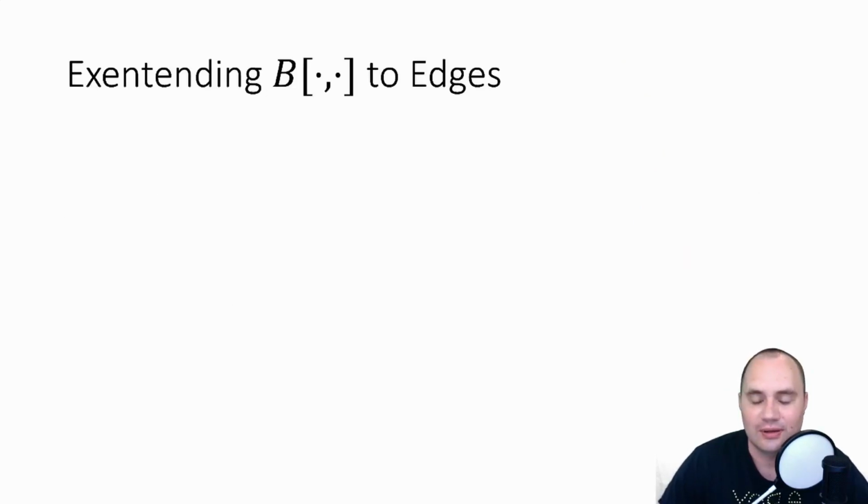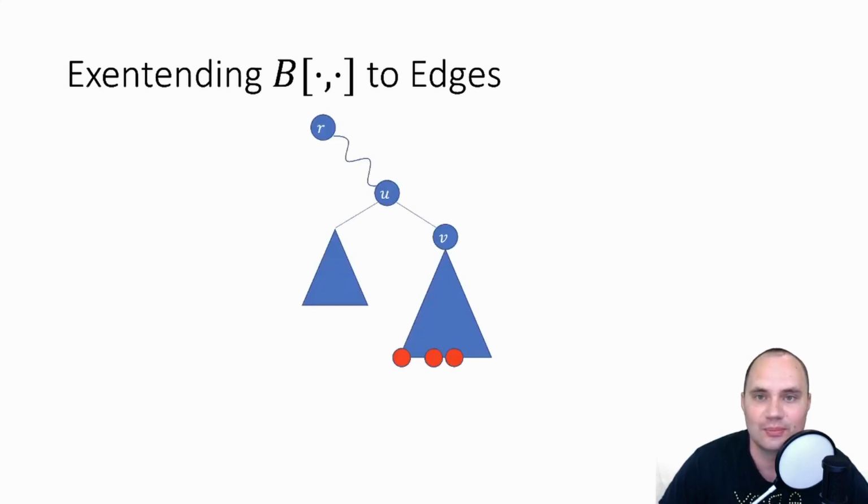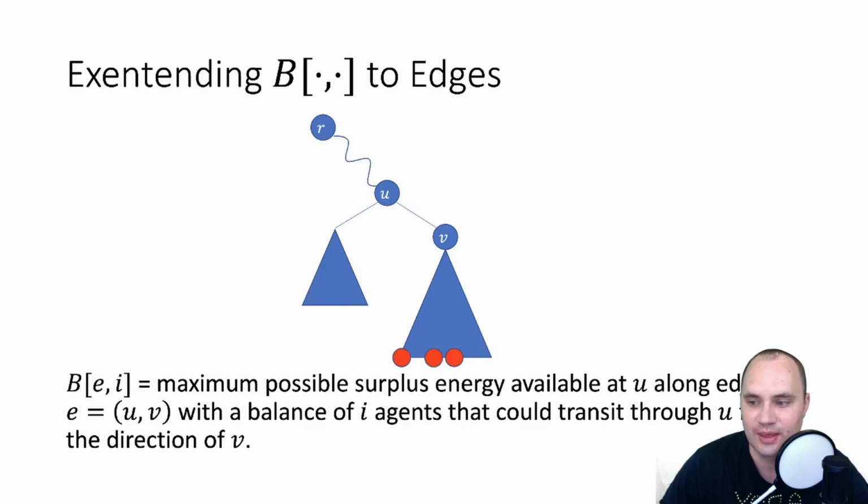Okay, so as I mentioned, if you wish to compute B for vertices, you actually need to do something with the edges, and we handle it by extending the definition of B to the edges. So if you have an edge from U to V, and this edge is labeled E, then B_E(I) stores the maximum possible surplus energy that's available at vertex U along the edge UV, if the balance of agents that could transit from V to U is I.